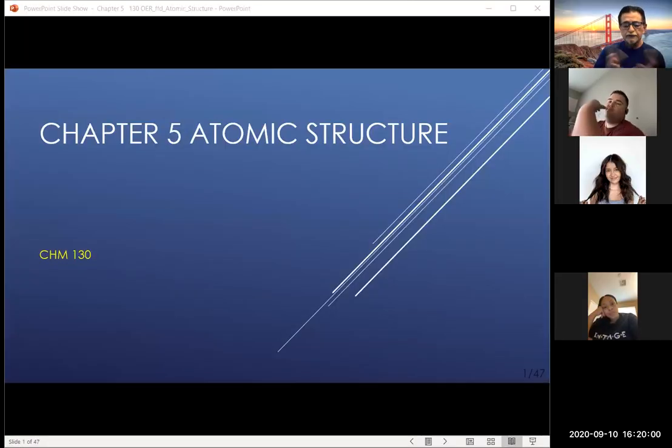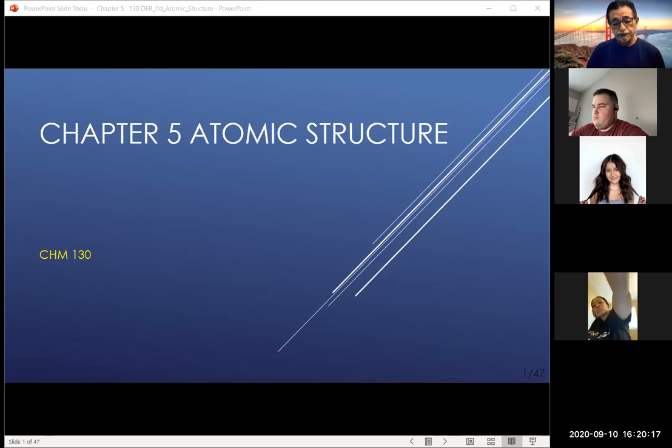Okay, so let's continue with chapter 5. Now, up to this point, in the previous chapter, we talked about how we came about the model. And we had J.J. Thomson, we had Chadwick, we had Rutherford. Based on their work, we determined that the atom consisted of a big nucleus. And in the nucleus were the neutrons and the protons. And then the electrons were orbiting in some manner around the nucleus.